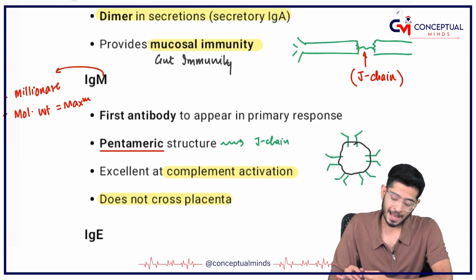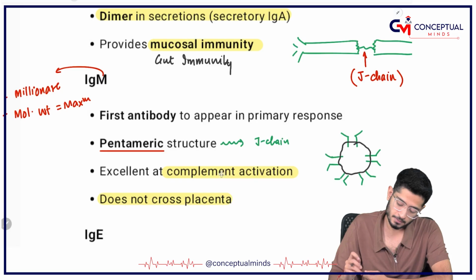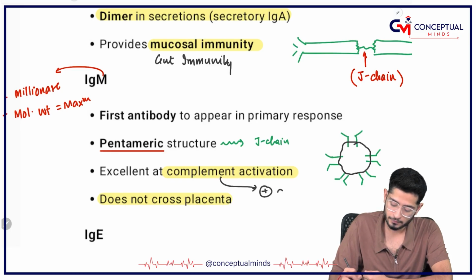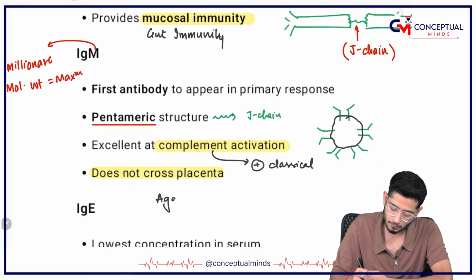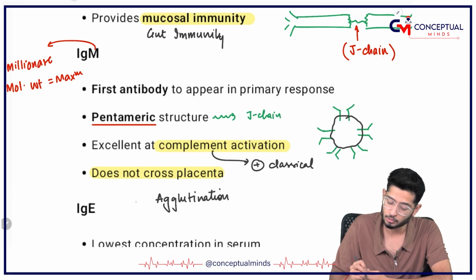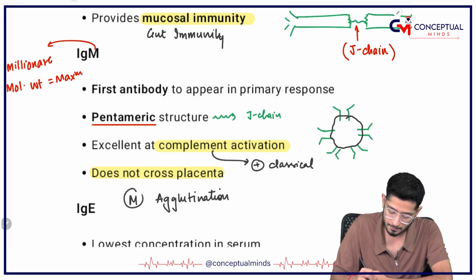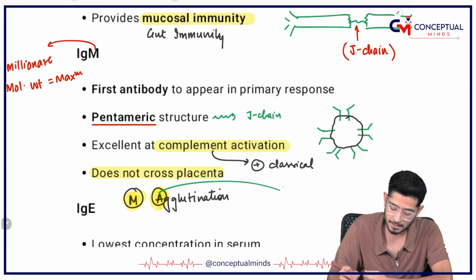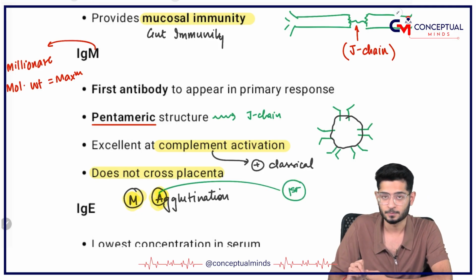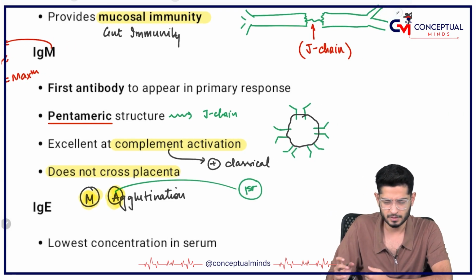Now, as I told you, it is excellent at complement activation, it is responsible for causing the activation of the classical pathway of complement activation, and it is the one which is involved in the agglutination reaction. So remember MA, that means IgM is involved in what? Agglutination, and because it is involved in A, A is actually the first alphabet also.